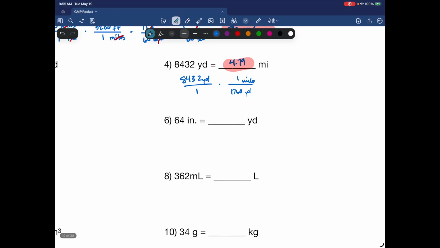64 inches in 1 yard. I'm going to change it to feet, and then I'll change it to yards. There are 12 inches in 1 foot, and there are 3 feet in 1 yard. So you multiply across the top, divide across the bottom, and you would get 1.78 yards.